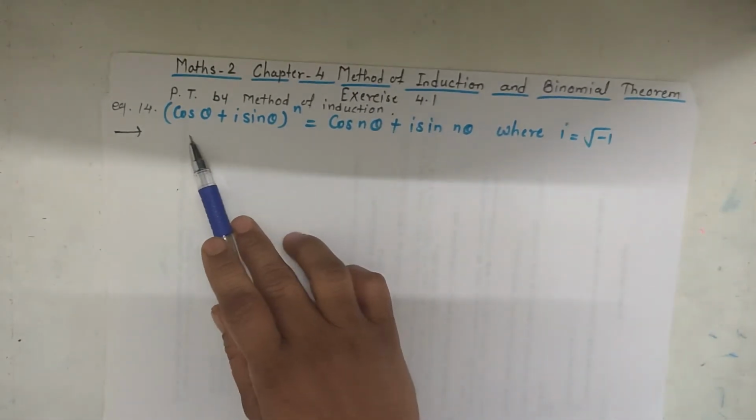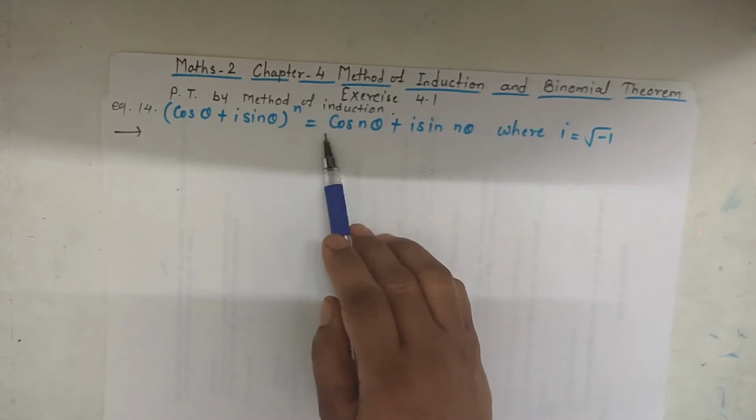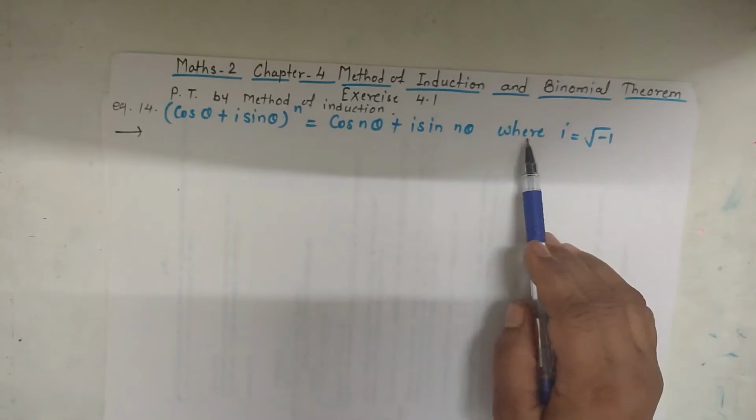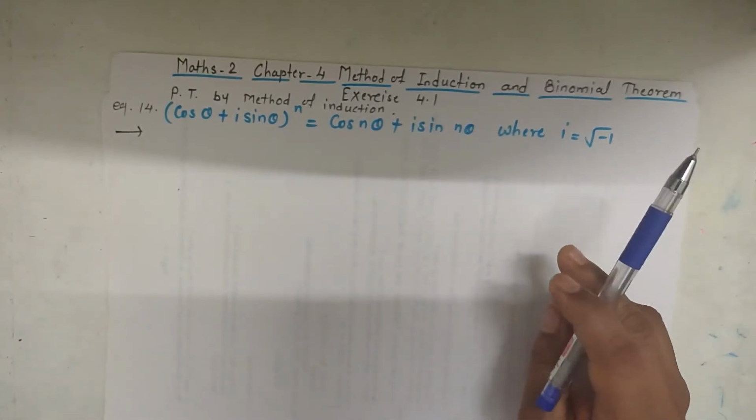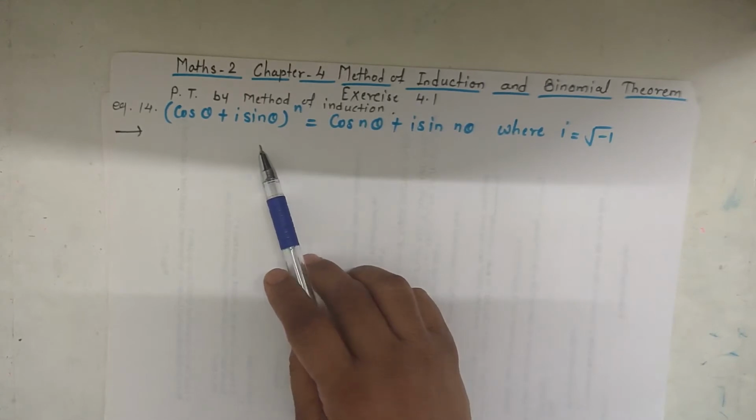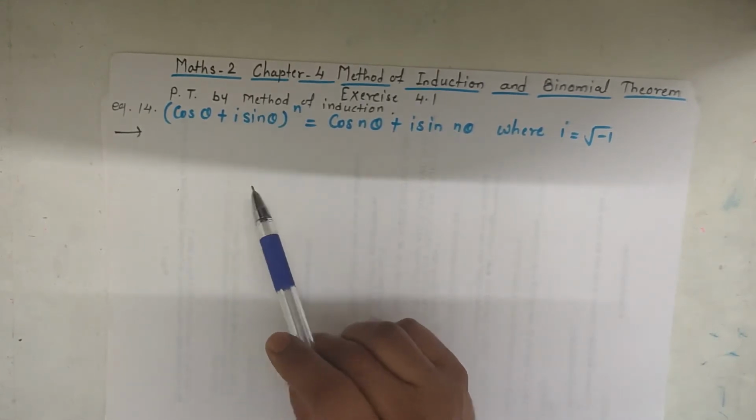Prove by method of induction (cos theta + i sin theta)^n = cos n theta + i sin n theta, where i = √(-1). Here the statement is given in terms of cos theta and sin theta. So using method of induction we can prove this statement.